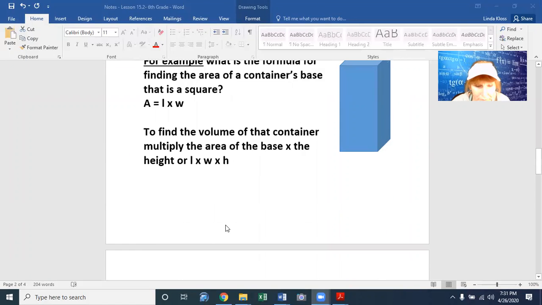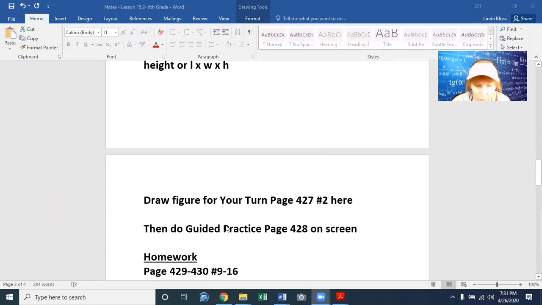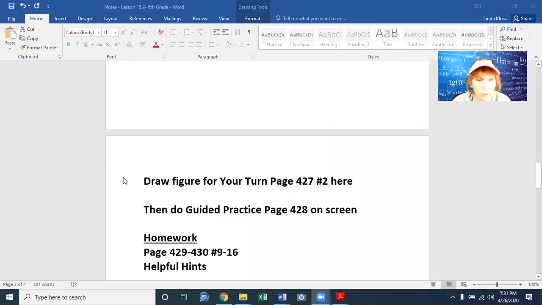So now I want to draw the figure on page 427, number 2. So let me draw that, and I'll come right back to you after I get it drawn so we don't waste time on the video.